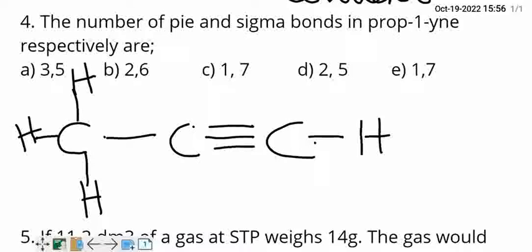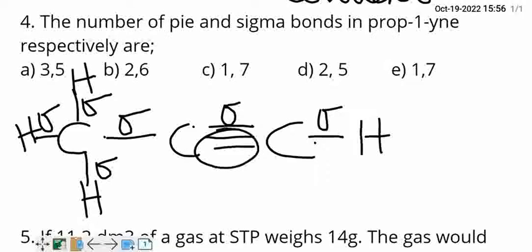All these bonds you see here have names. This is a sigma bond. This one at the top here is sigma. This is sigma. This is sigma. This is sigma. This is sigma. Then the two lower bonds down there, this one is a pi bond. The next one is also a pi bond. These are the names of the bonds present in the propane molecule.